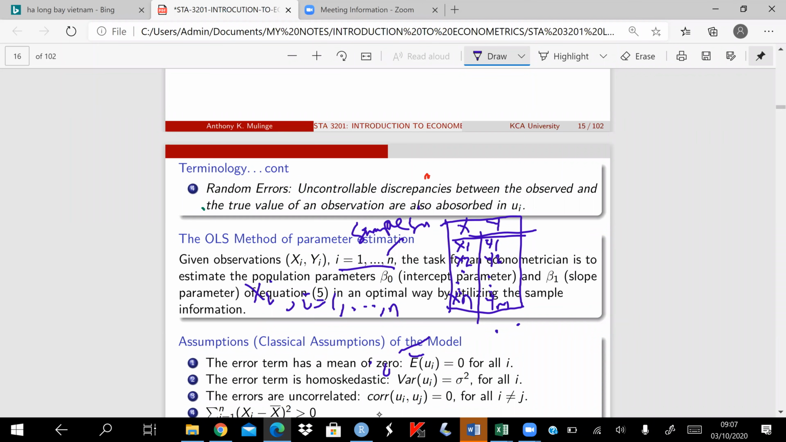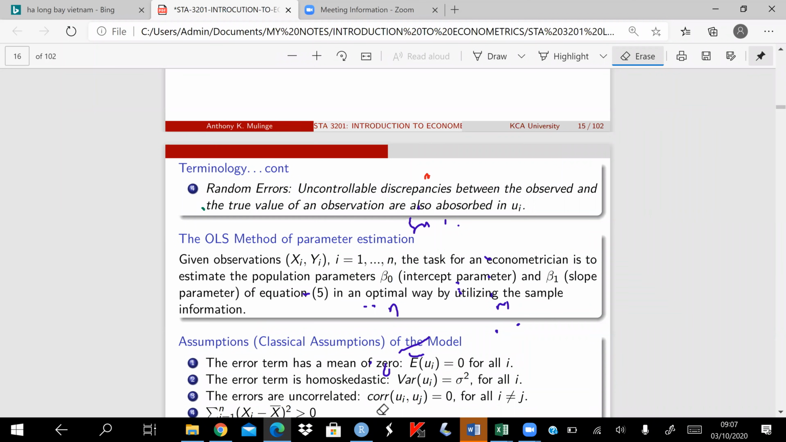Then the task of an econometrician is to estimate the population parameters. So our task here will be to estimate the values of beta naught and beta 1. The value of beta naught is the intercept parameter, and then beta 1 is the slope parameter, the gradient of the above equation. So remember the scatter plot that I've just removed from here, we'll be fitting a line possibly looking like that. And then we have the points like that. So this point here is what we are calling beta naught.